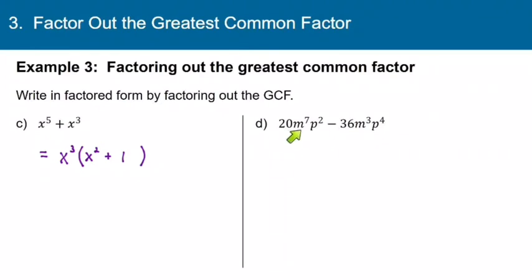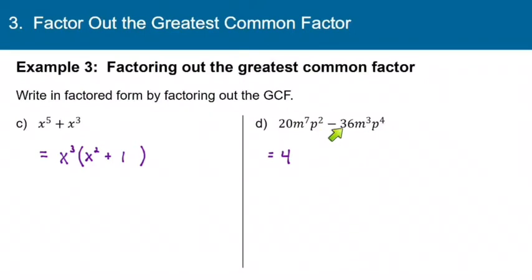So here we have 20 m to the 7th p to the 2nd minus 36 m to the 3rd p to the 4th. So first let's look at our coefficients and see what we can come up with. I have 20 and 36. Now I know that 2 goes into both 20 and 36, but there's a bigger number that goes into both. Actually 4 goes into both of these numbers. 20 is 4 times 5 and 36 is 4 times 9. So 4 needs to be part of our GCF.